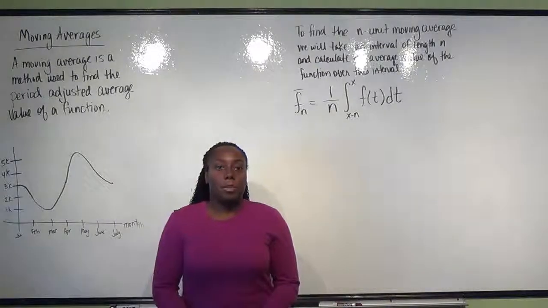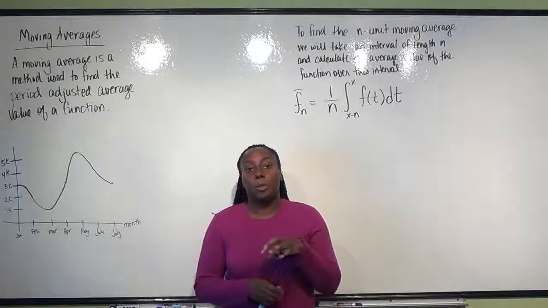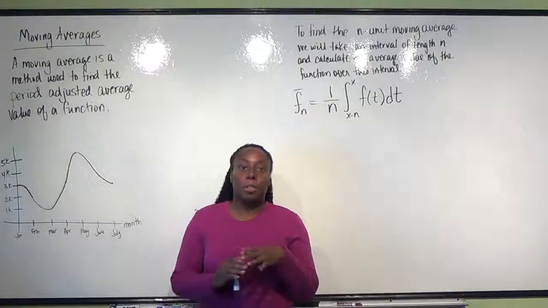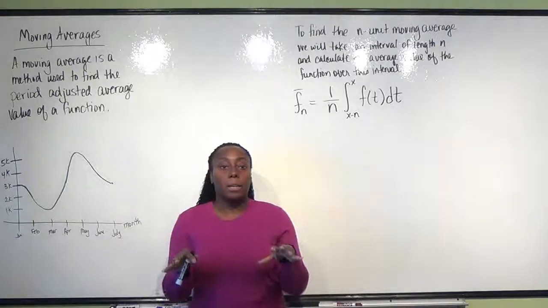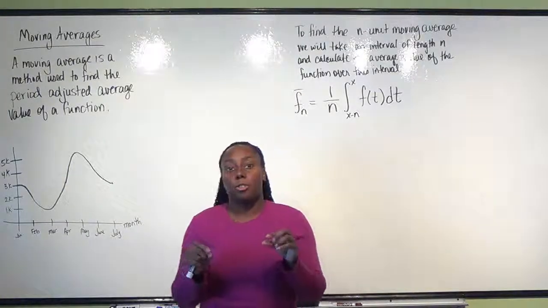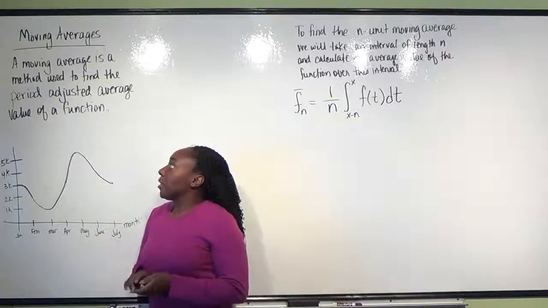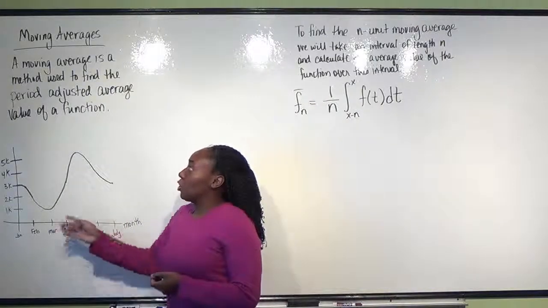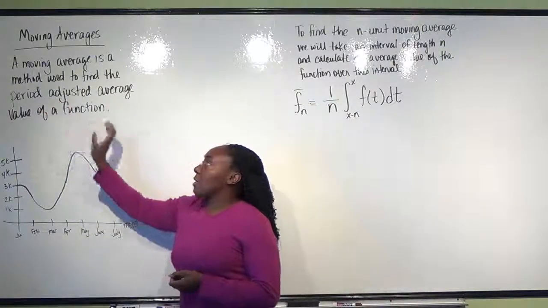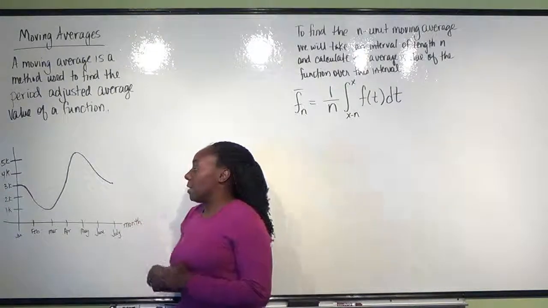In this next video, we're going to talk a little bit about moving averages. So in our last video, we looked at average value of a function, which took the area divided out by the length to give us the average height of a function over an interval. For a moving average, we're going to be using kind of the same notion to look at period-adjusted average values of a function. And what I mean by that is, let's look at this example here.